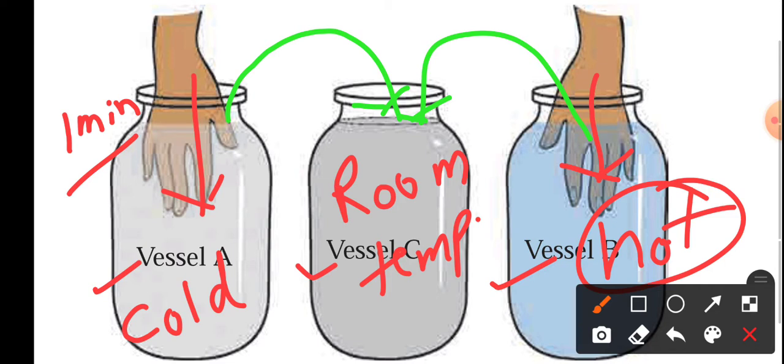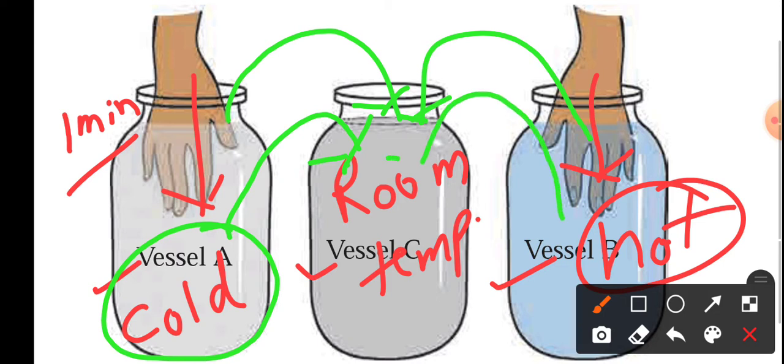The hand which was in the cold water, you will feel that this water is a little hot. But when you take your hand from hot water to this room temperature water, you will feel that the water is very cold. It's really happening. You can try it, first, and then comment your observations in the comment section of this video, and even in the Google Classroom, you can share with me.